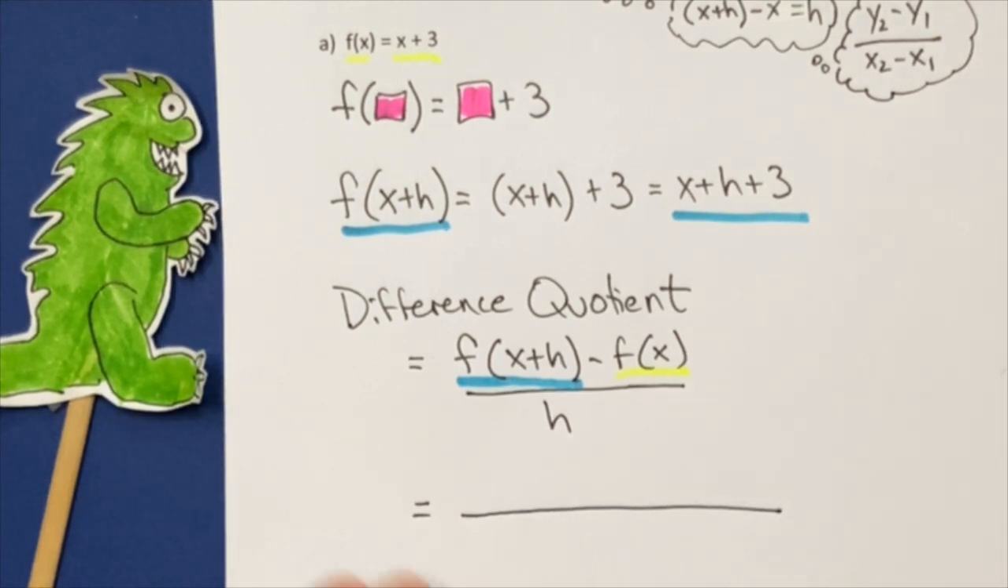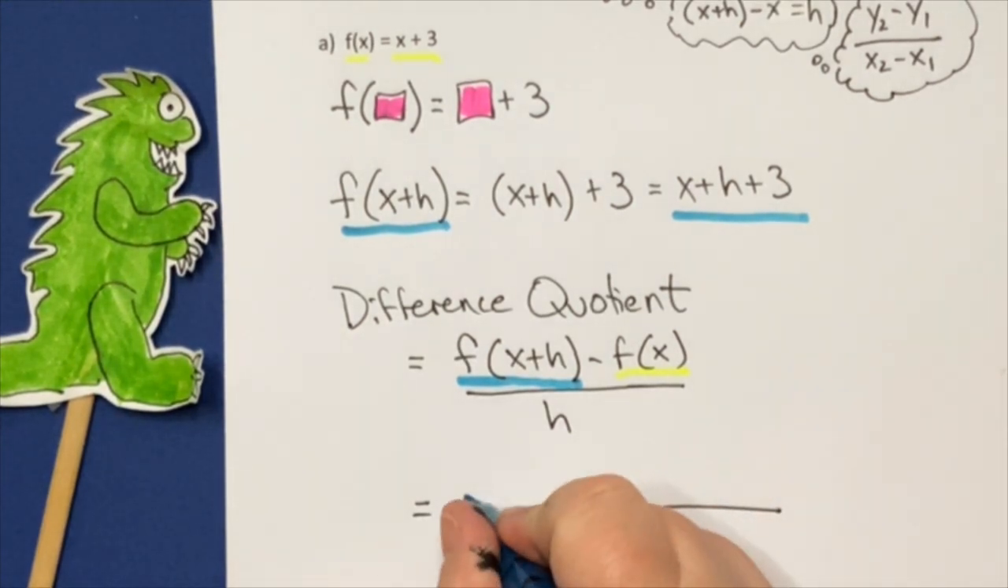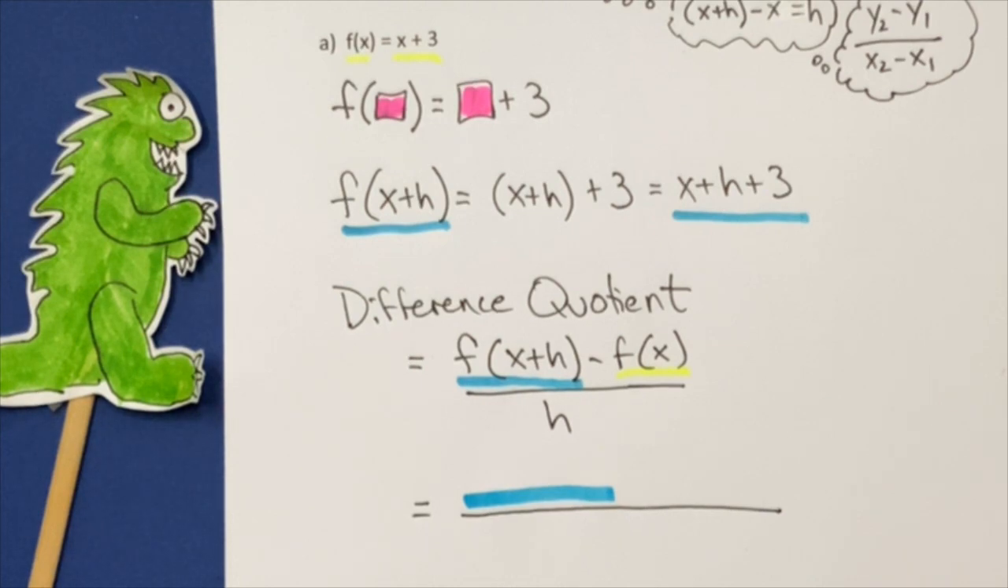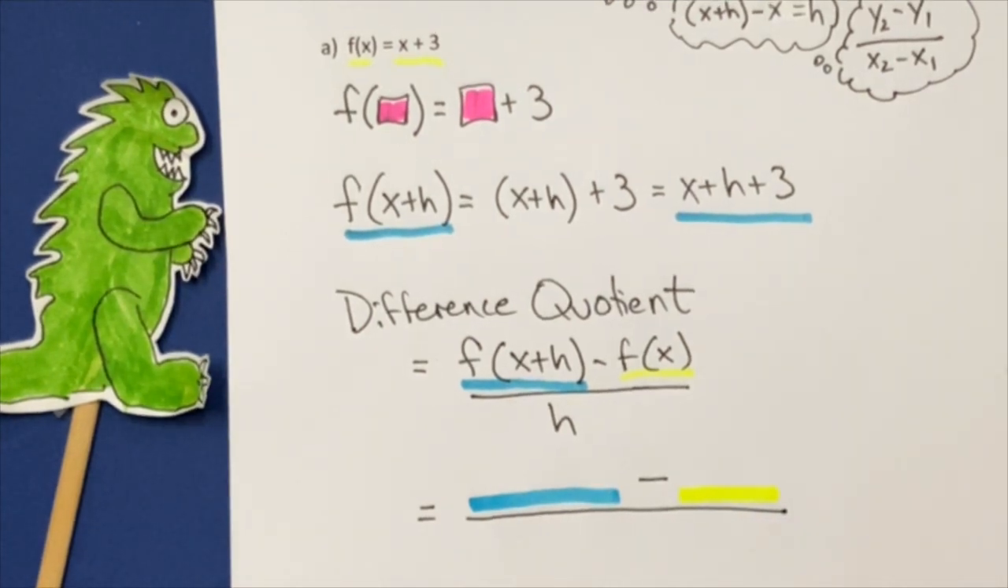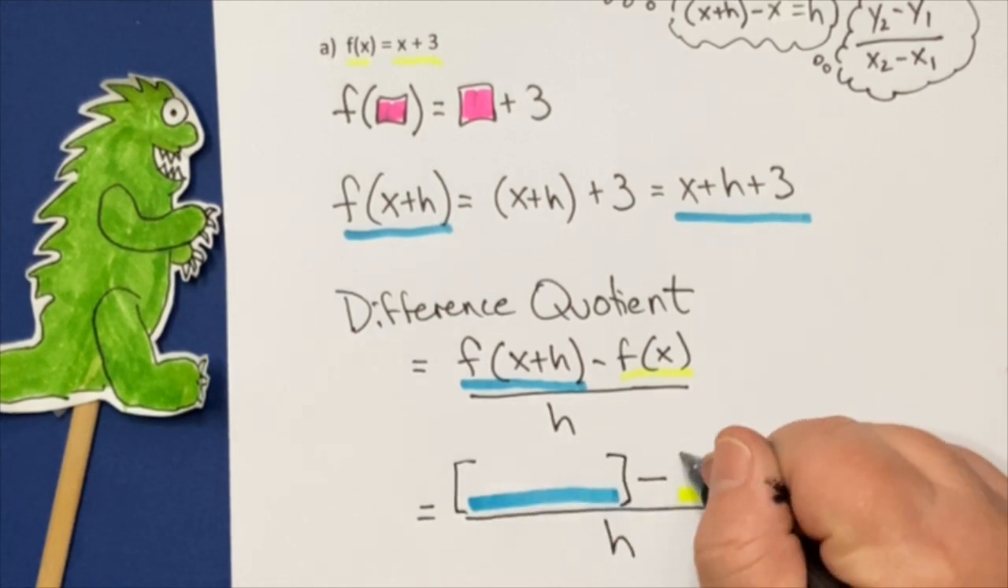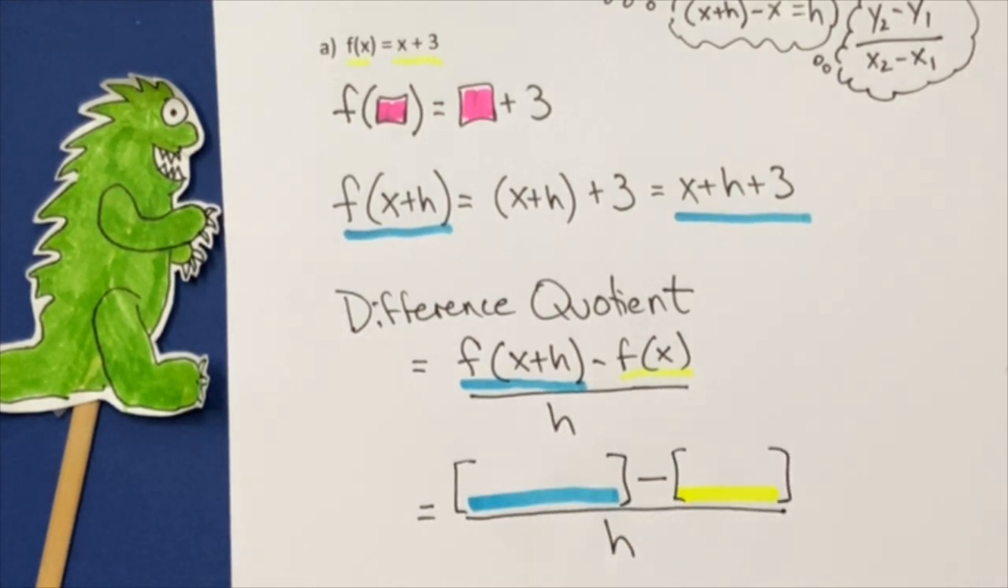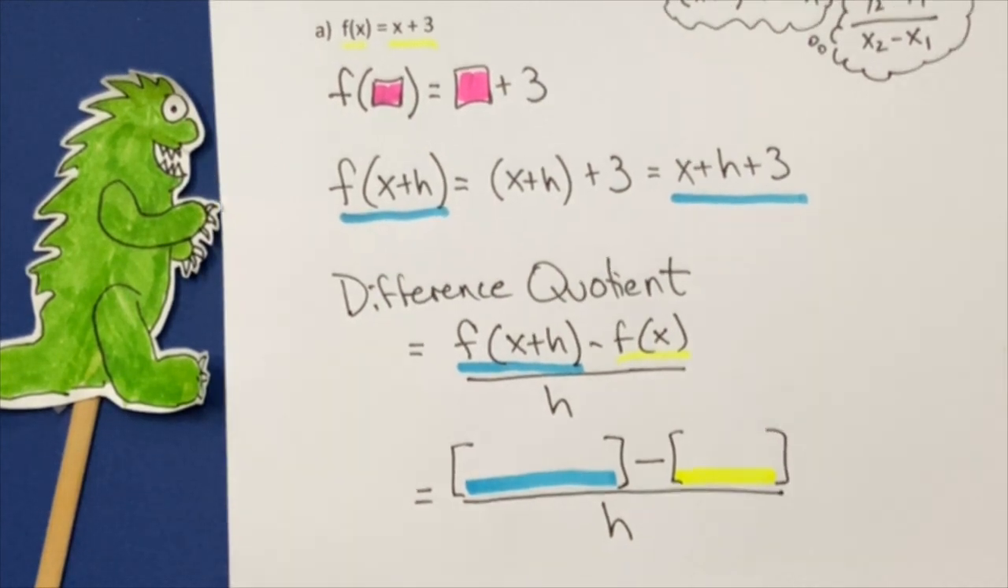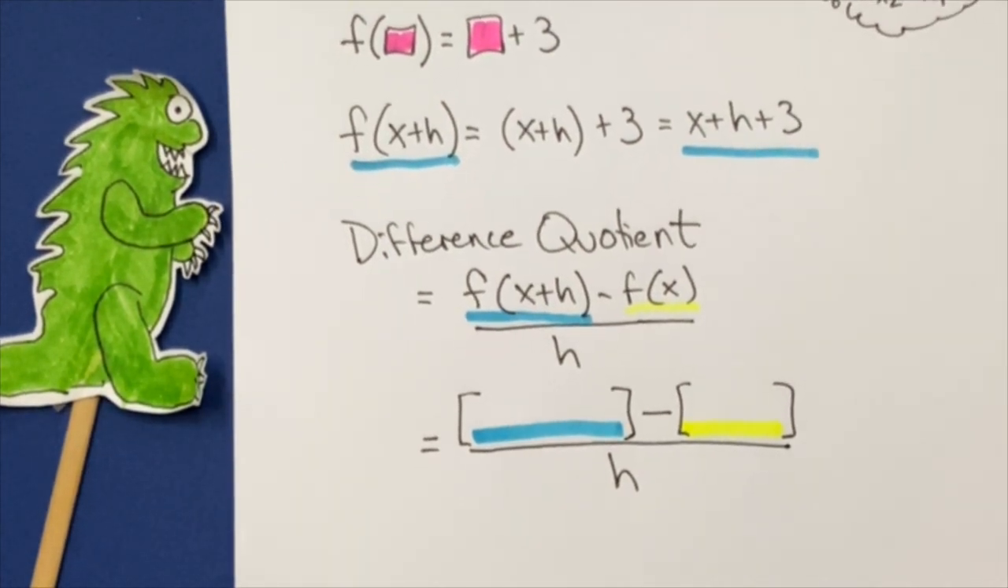So what does that look like? Well, it means I need space for my fancy one, and then I'm going to subtract, and then I need space for my plain one, and then I'm going to have an h in the denominator. So if you think about it, whenever we're subtracting expressions, it's a good idea to give ourselves some parentheses. I tend to use brackets just because some of these get really big and complicated. So I like brackets when things get complicated. So let's take a look.